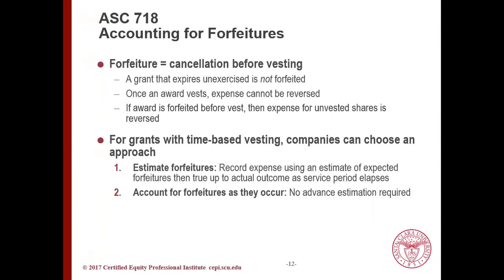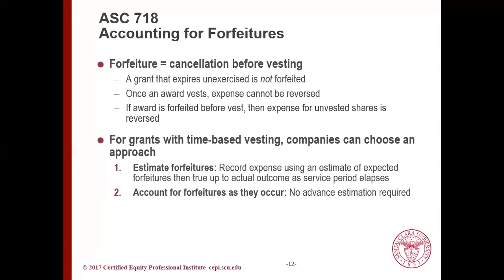For grants that have time-based vesting, companies can choose two different approaches to account for forfeitures. One is to estimate their forfeitures up front, and rather than recording the full expense that they calculate for the award, they only record a portion of that expense based on what they expect their forfeitures to be. So if I grant a bunch of awards and I expect that 20% of my employees are going to terminate before their awards vest and they're going to forfeit their awards, rather than recording 100% of the expense that I've calculated, I'd only record 80% of it because I expect that 20% of those awards aren't going to vest anyway, and I'm never going to have to recognize that expense.